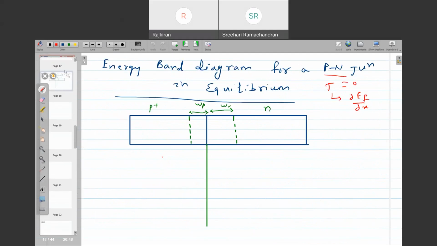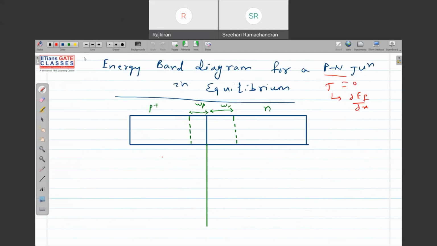The first step is that the Fermi level is constant throughout the device, because this implies EF is constant. This is the first step for the band diagram. So first draw a level which is constant for the device. This is my EF. After drawing EF, first you just extend this.